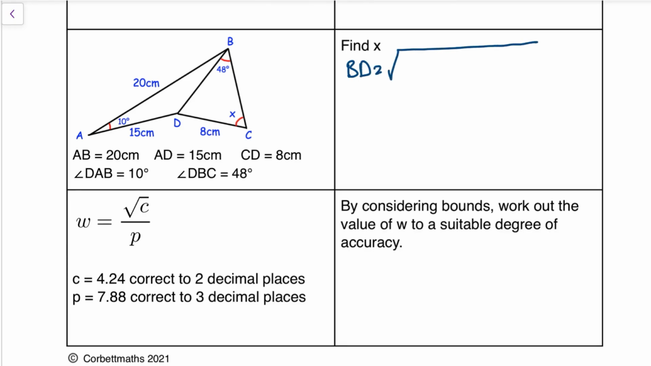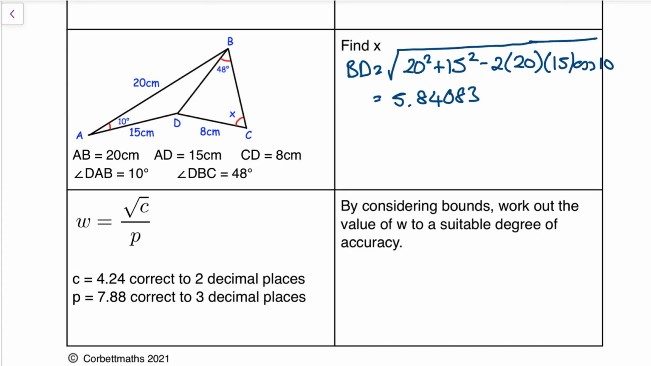So cosine rule. So B to D is 20 squared plus 15 squared, B squared plus C squared, minus 2 times BC times cos of the angle in between, which is 10 degrees. And if I get my calculator out, I'm just going to do that quickly, that's going to give me 5.84083. Now I've done quite a few decimal places because I'm going to need that in my next calculation. And actually on my calculator it has more decimal places, so I'm going to keep that on my calculator. I'm not going to touch my calculator.